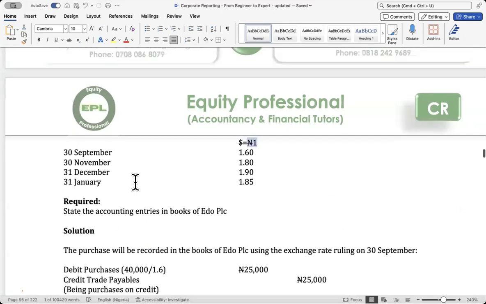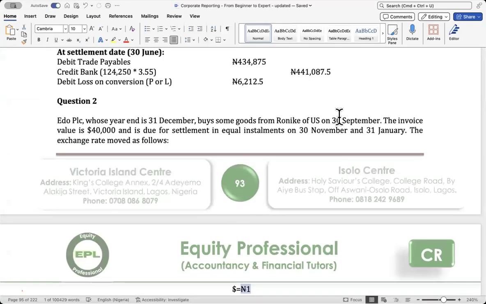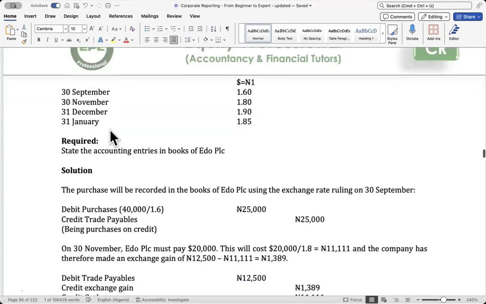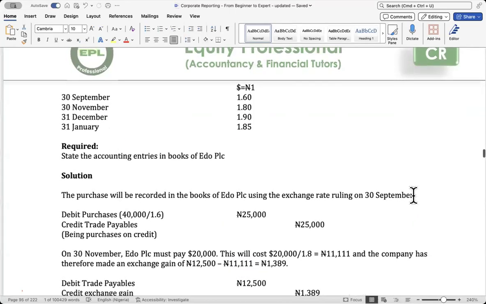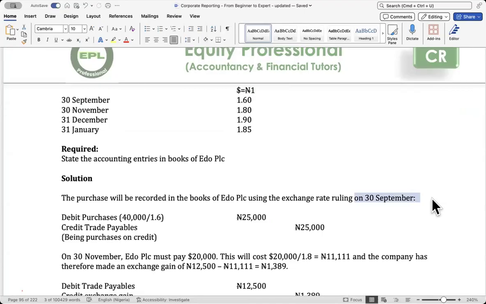So similar to what we did earlier on, this guy bought goods in September worth 40,000. So the first thing we need to do now at the date of the transaction on 30th September is to translate or convert those goods into naira. So you debit purchases since naira has more value. So 40,000 divided by 1.6. So $40,000 is just 25,000 naira. Then you credit your trade payables with 25,000. Okay, that's the first thing we do. Then being purchases on credit.